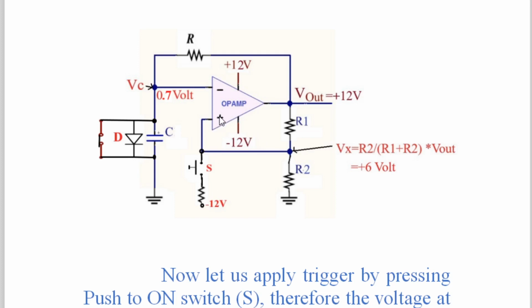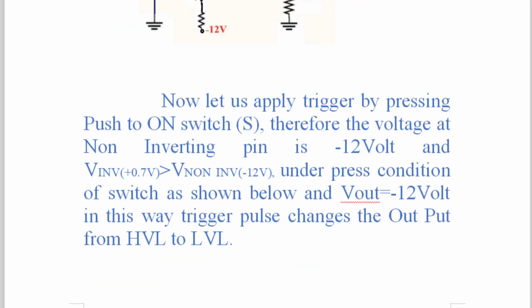As soon as this positive voltage becomes minus 12 volt, you will start comparing minus 12 and 0.7. 0.7 volt is positive, above 0, and minus 12 is below 0. So minus 12 is much more negative as compared to 0.7 volt. So the voltage at the inverting pin becomes greater than the voltage at the non-inverting pin, and the output will be thrown to LVL.